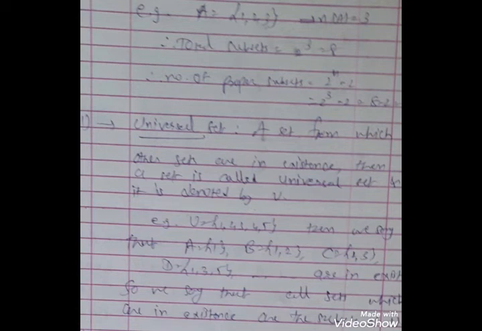Now, all the sets are possible subsets of which set? It is considered the universal set. So what is a universal set?